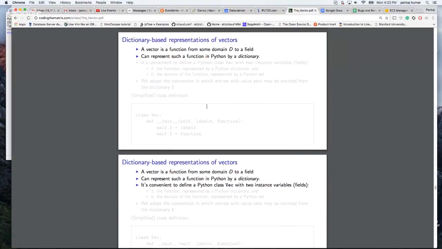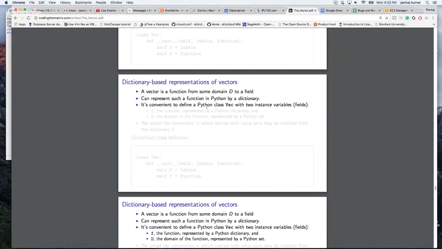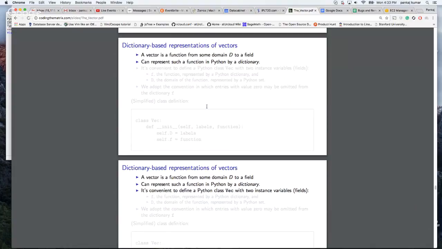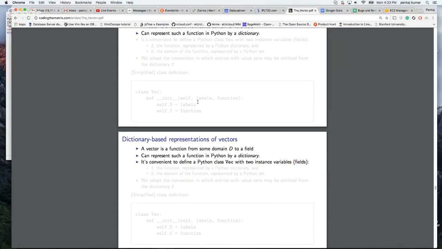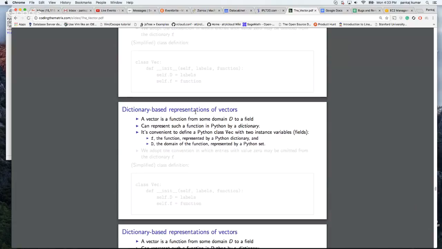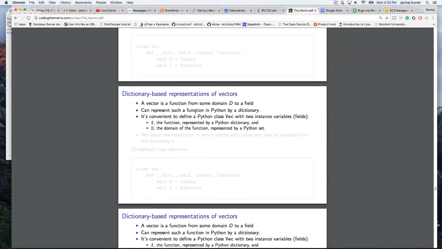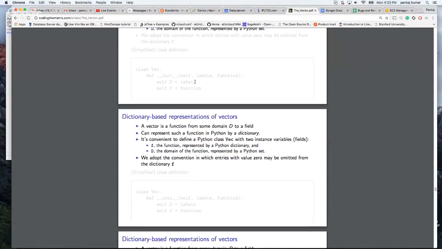Also, the dictionary-based representation of vectors. The good thing about this representation is that it takes a domain and another function, and the way it handles this is it has a domain which is a set or list of labels, but the actual values are just invocations of this function.